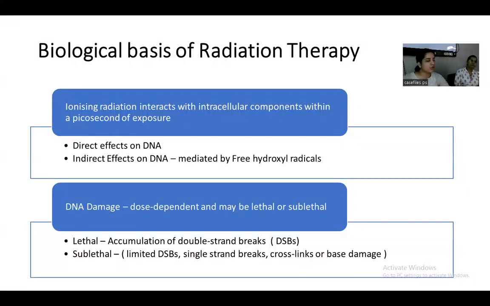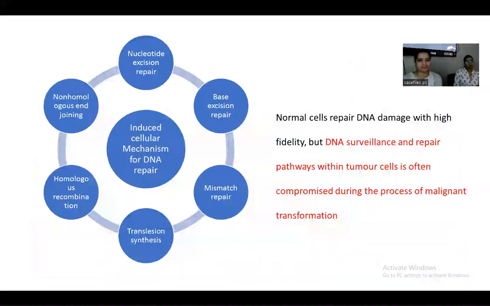It can be lethal or it can be sublethal. Lethal damage occurs when there is accumulation of the double strand breaks. That is a type of the DNA damage which occurs. And sublethal damage occurs when there are limited double strand breaks or there occur single strand breaks, crosslinks, or the base damage of the DNA.